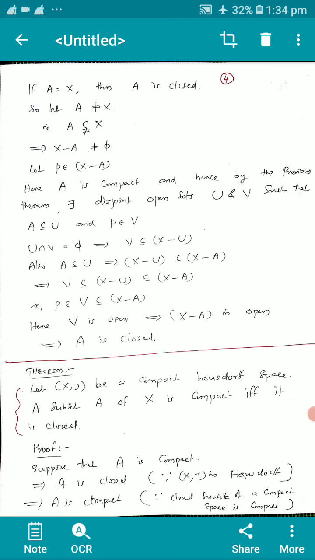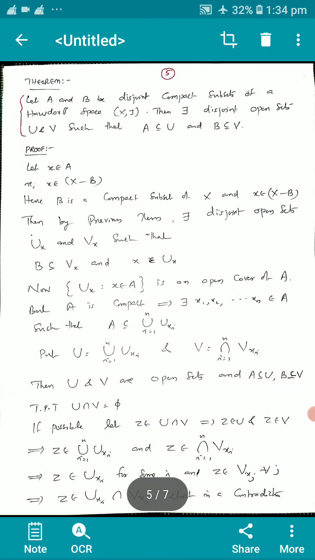That is the proof. Next theorem. Let X be a compact Hausdorff space. A subset capital A of X is compact if and only if it is closed. We can discuss the proof. Suppose that A is compact, that means A is closed because X is Hausdorff. Conversely, if A is closed, this implies A is compact. What is the reason? Since a closed subset of a compact space is compact. So we can prove the result in that way.